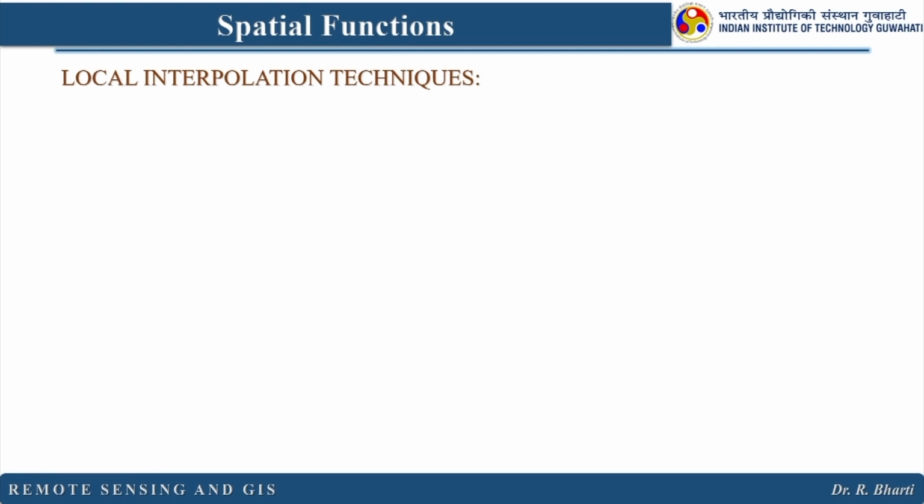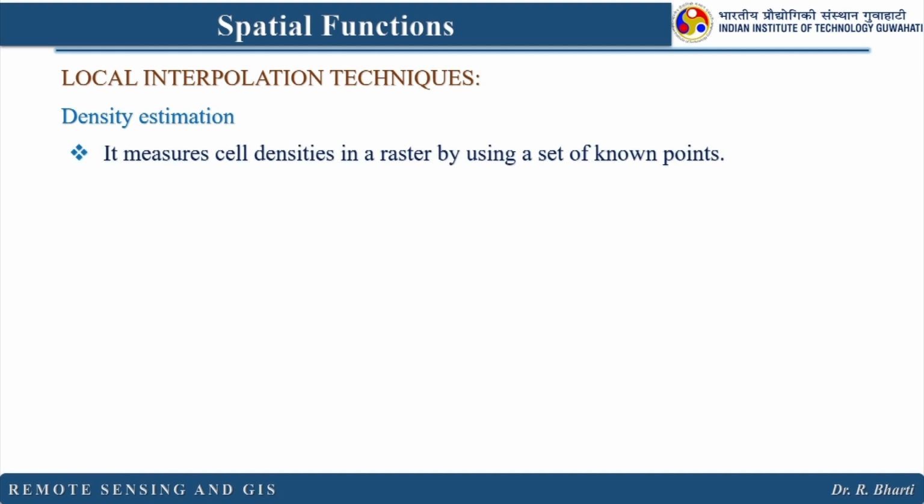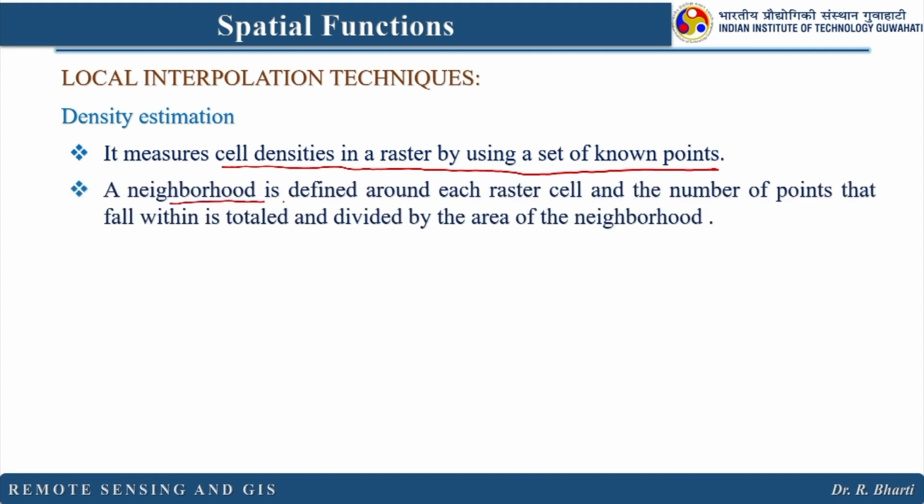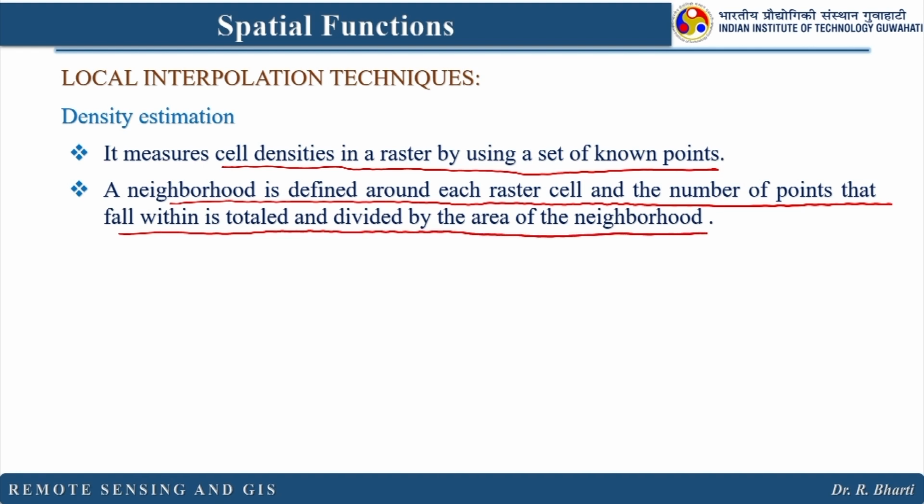Now, for the local interpolation technique, we have density estimation. It measures cell density in a raster by using a set of known points. A neighborhood is defined around each raster cell, and the number of points that fall within it is totaled and divided by the area of the neighborhood.